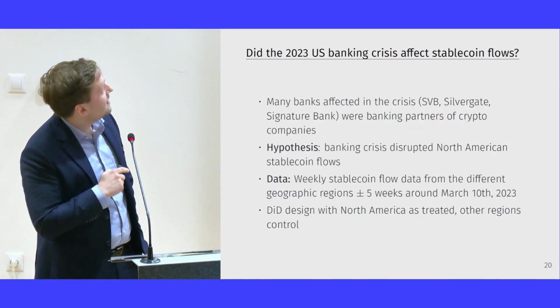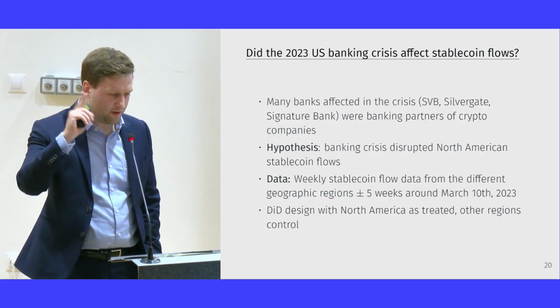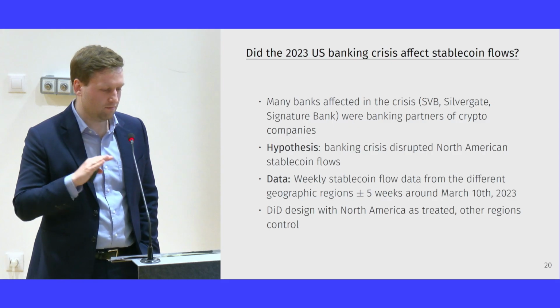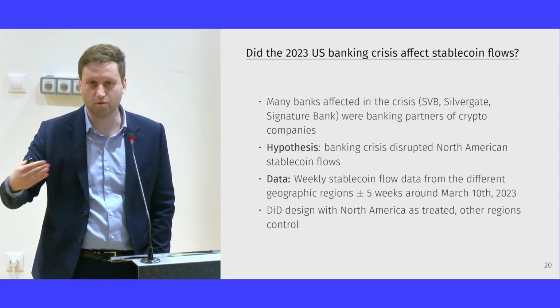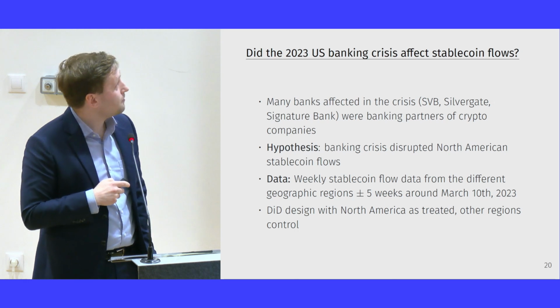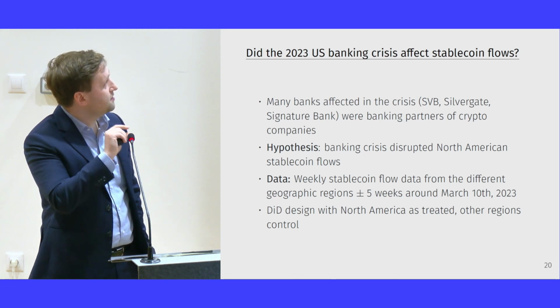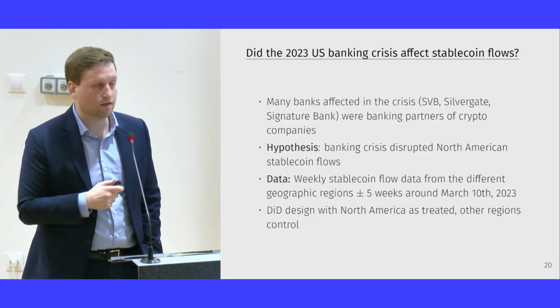And maybe the last minute I'll use on the banking crisis. So in 2023, you had this US banking crisis. I think most economists are aware, but you might not be aware that many of those banks were actually banks that were handling crypto clients. So the hypothesis is that this banking crisis really specifically disrupted stablecoin flows that come from North America, right? Because that's where the crisis was.